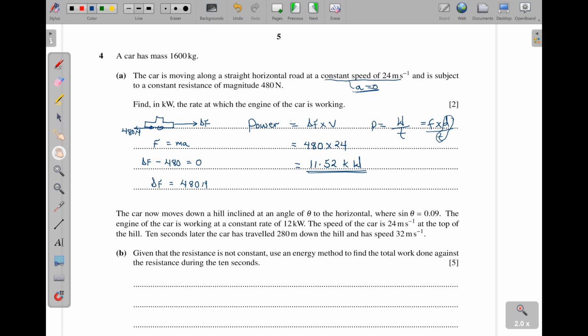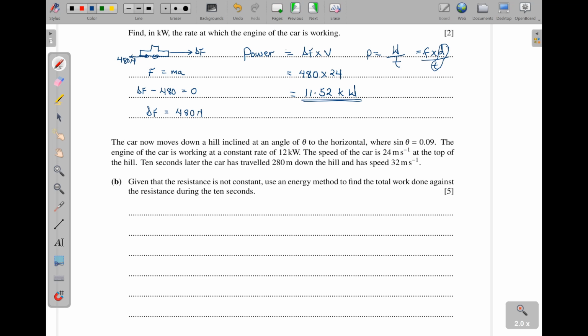Simple instructions. All right, then the next one, they are saying the car now moves down a hill inclined at an angle of theta to the horizontal, where sine theta is 0.09. The engine of the car is working at a constant rate of 12 kilowatts. The speed of the car is 24 meters per second at the top of the hill. 10 seconds later, the car has traveled 280 meters down the hill and has a speed of 32 meters per second.